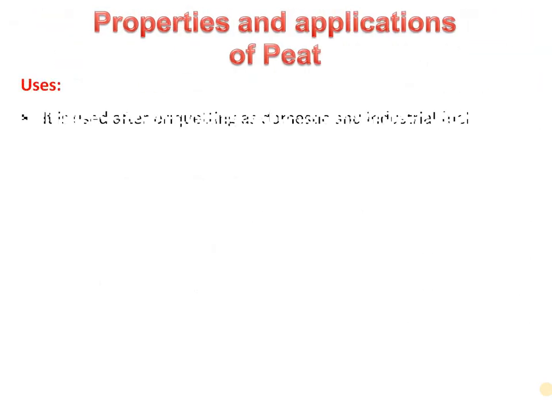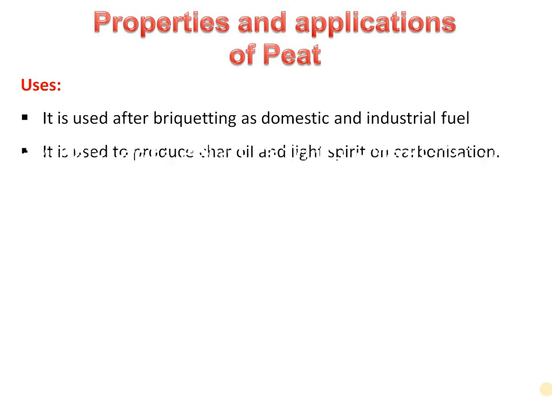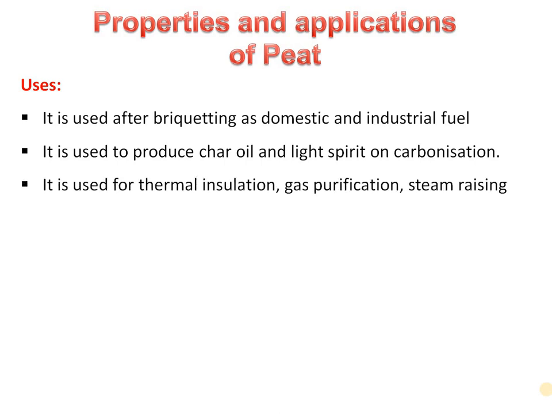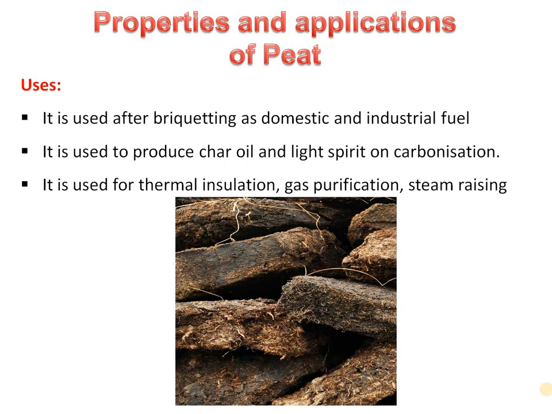Then uses of peat: it is used after briquetting as a domestic or industrial fuel. It is used to produce char oil and light spirit on carbonization. It is used for thermal insulation, gas purification, and steam raising. So this is the peat, which is the briquetted peat. This jelly-like mass is further converted into brick-like mass by drying and compressing.